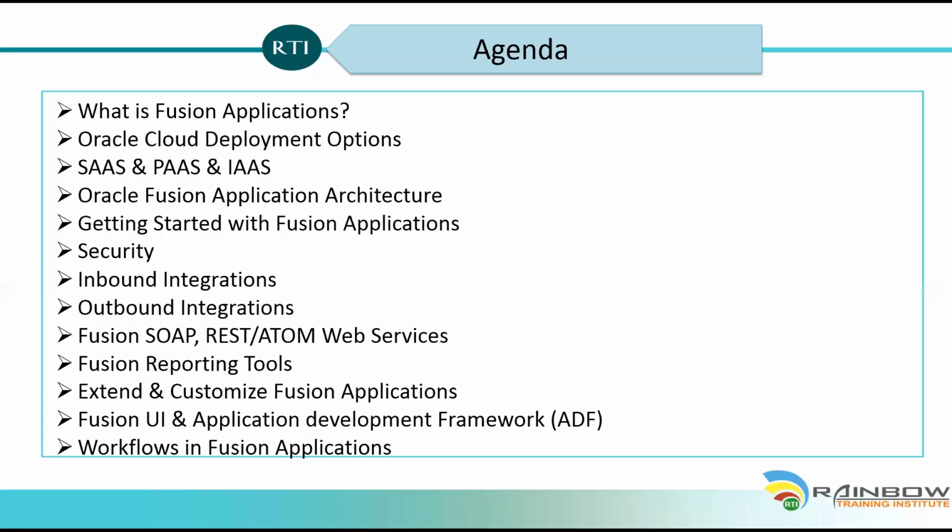Today we're going to talk about what Fusion applications is and the various ways we can install the Fusion applications, and what SaaS, PaaS, and IaaS are. Basically, they are different services based on how you install the Fusion applications. We will also cover the Fusion application architecture, getting started with the Fusion application implementation, how to implement security, inbound and outbound integrations, and how to use the Fusion SOAP, REST, and Atom web services, reporting tools, how to extend and customize the Fusion applications, how the Application Development Framework plays a key role in customizing the Fusion applications, and how to implement workflows in Fusion apps.